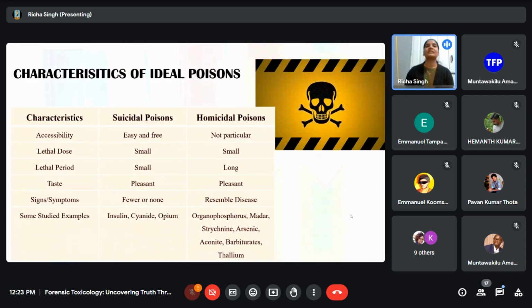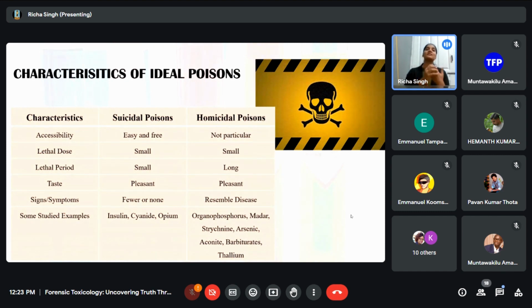Now, moving forward, we'll see what the characteristics of an ideal poison are. How does a person decide what poison should be suitable in case he has a suicidal attempt or a homicidal intent in his mind? If we consider accessibility, in suicidal poisons, they are very easy and free. They do not bother much about how it is available. But in homicidal, they make sure it resembles some other thing so that the poison cannot be detected as such.